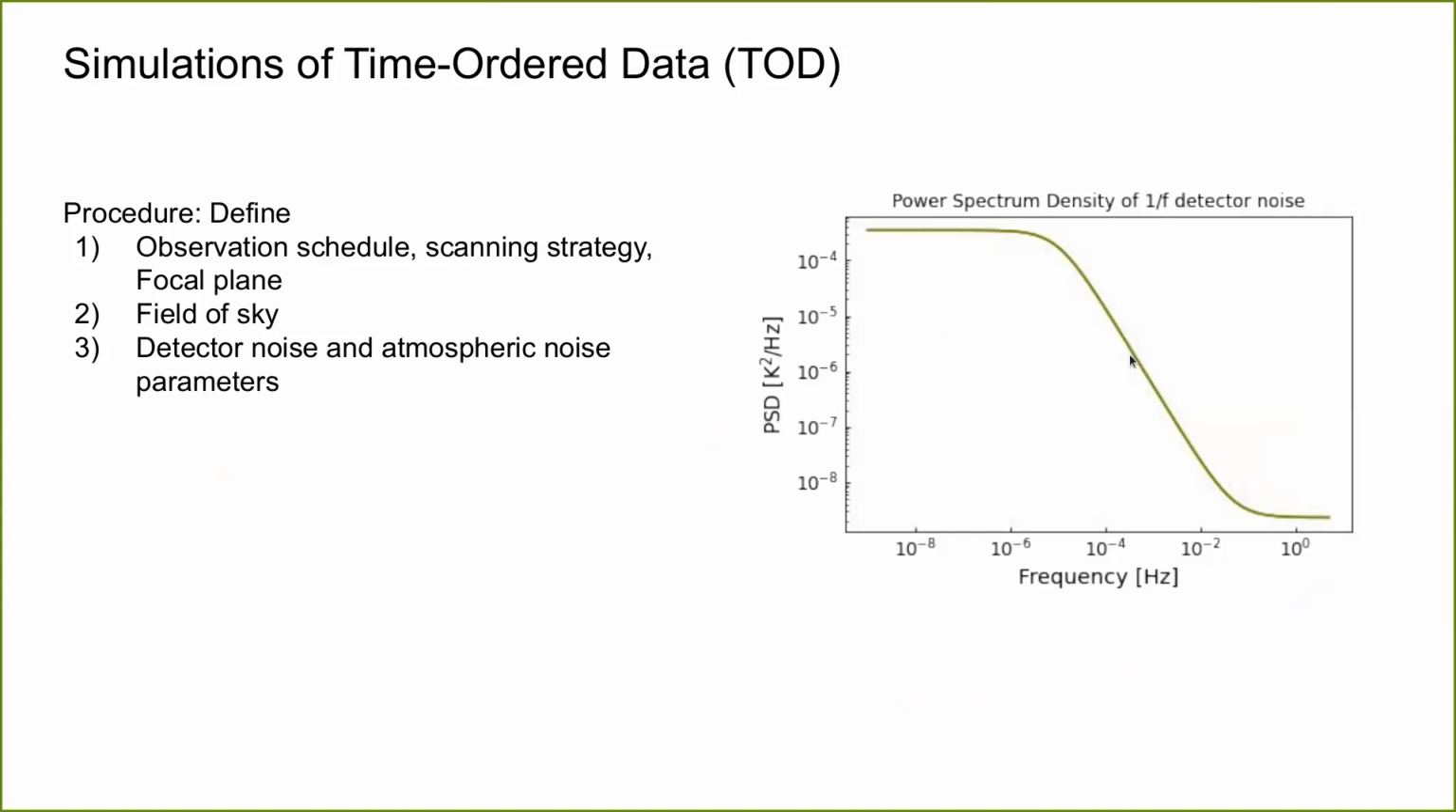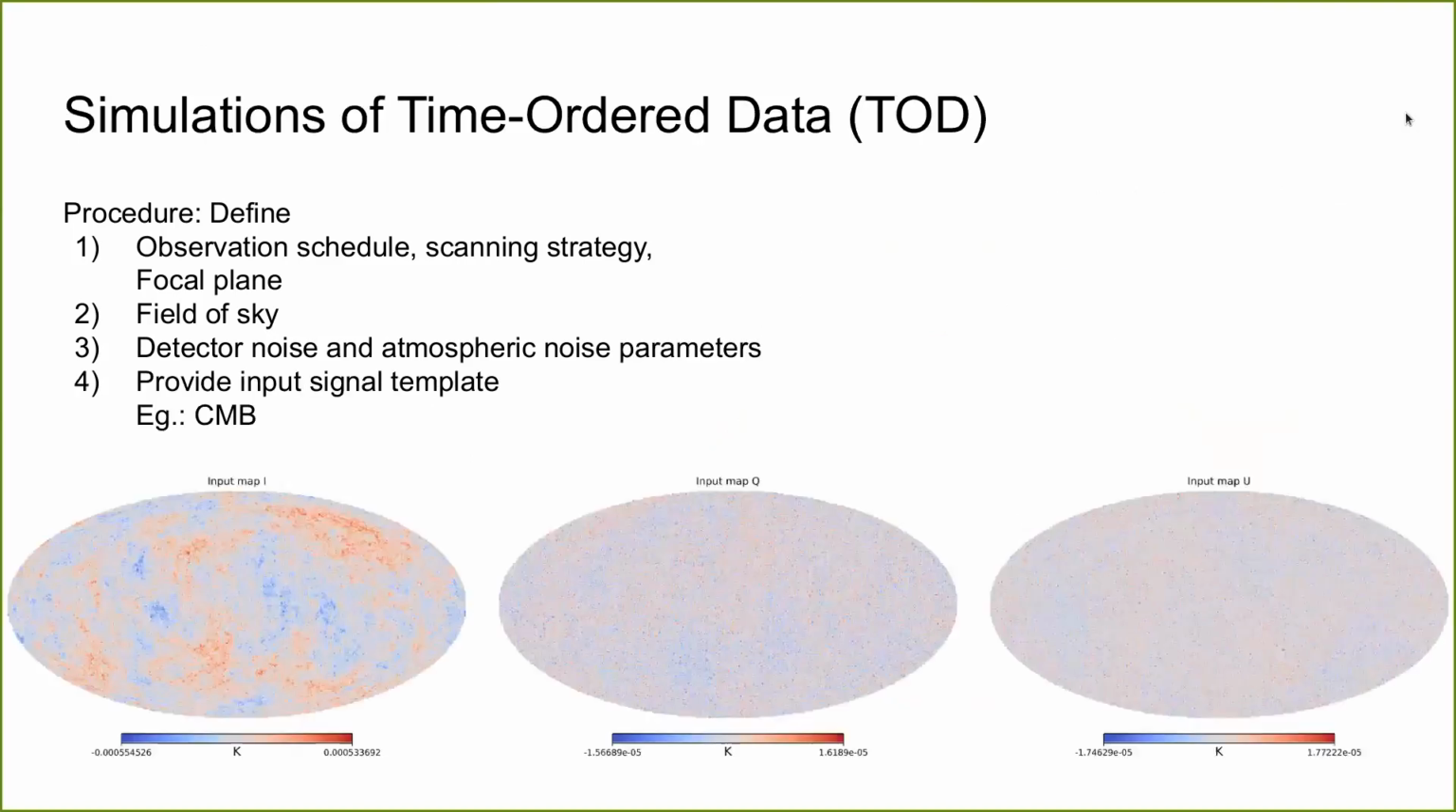So here is an example. I show the power spectrum density of 1/f detector noise with a high-pass filter. And then we need an input signal template. For demonstration purposes here, I've used CMB maps as my input signal. And we then can generate TOD.